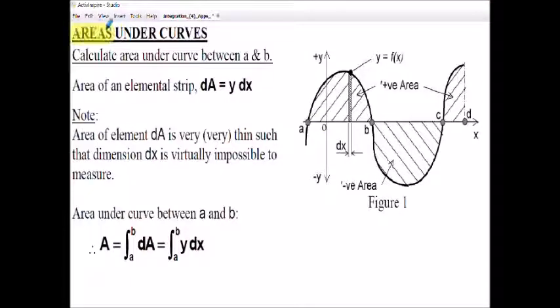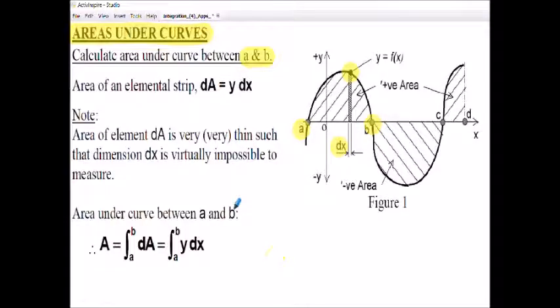Okay, we're going to consider areas under curves here. And in figure 1 we're going to calculate the area between a and b, between here and here. Now to do this we consider a thin elemental strip of height y and width dx. dx is considered to be really thin.